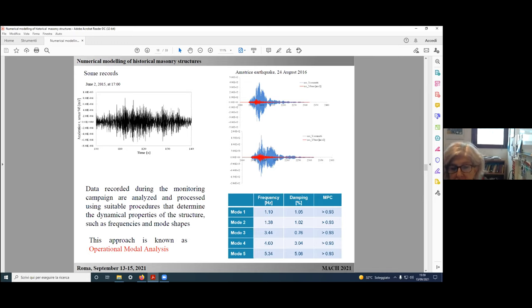This approach is known as operational modal analysis, and here on the right you can see this table which reports the first five frequencies of the San Frediano Bell Tower, calculated using the records recorded during one year of monitoring campaign.